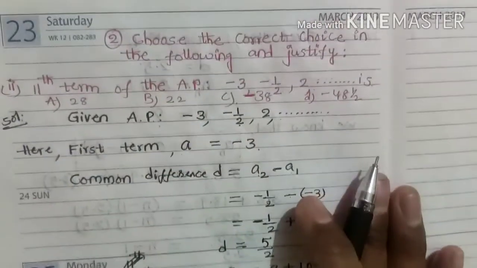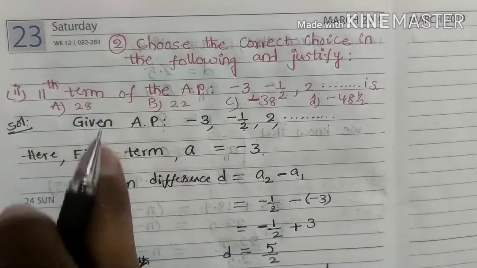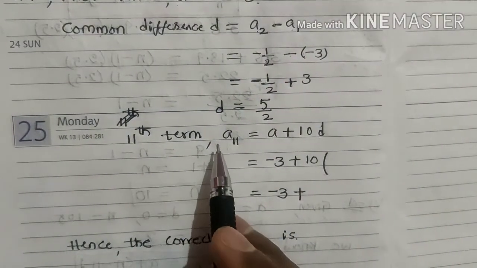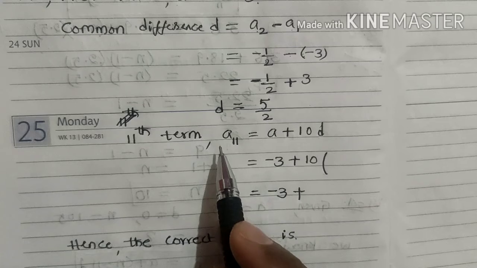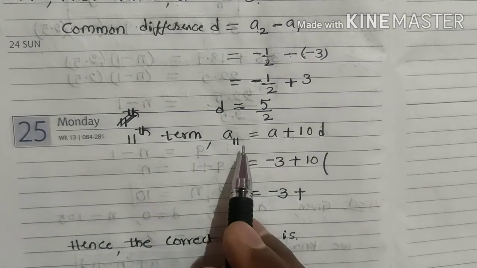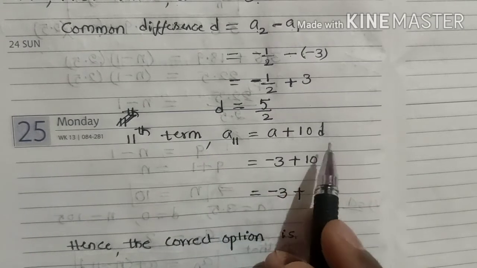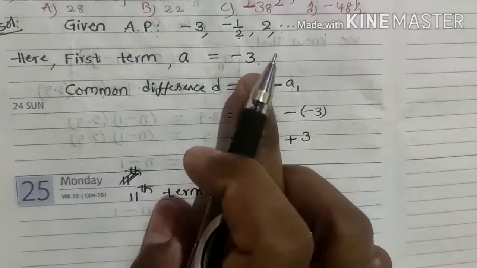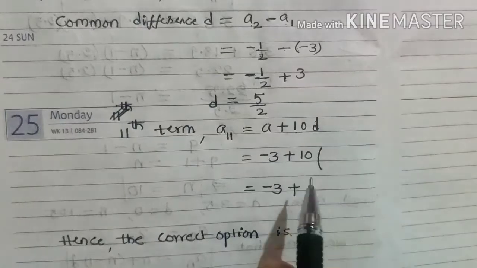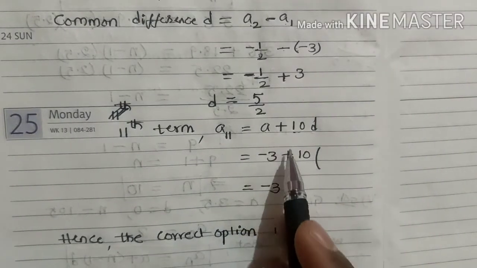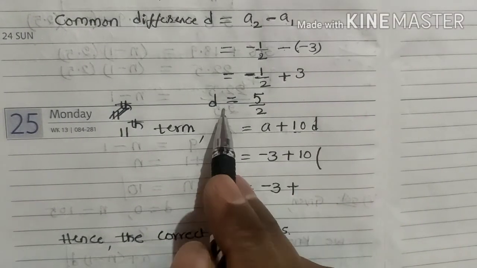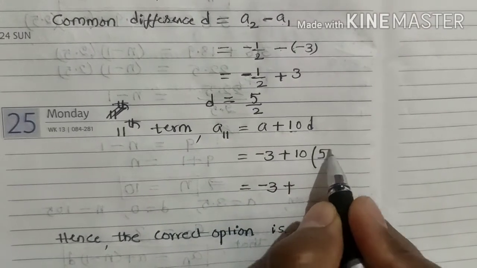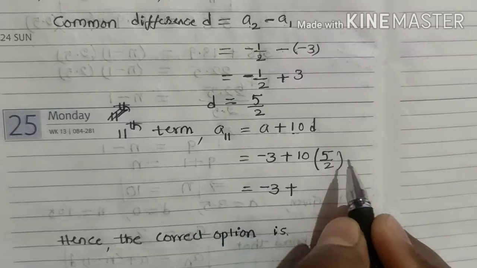Now in the question they are asking us to find out the 11th term. So what is required? The 11th term. We know very well from the general form of the arithmetic progression, the 11th term A11 is A plus 10D. What is A here? -3. So instead of A you can write -3 plus 10 into D. So 10 is multiplied with D, and the D value is 5/2.